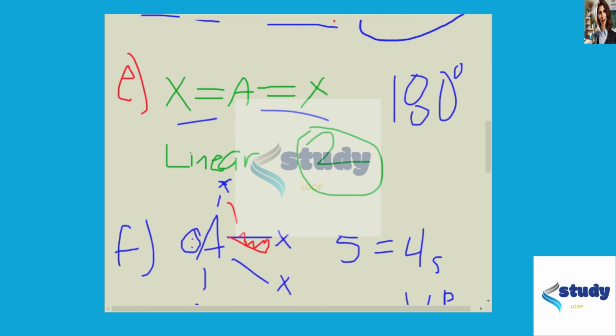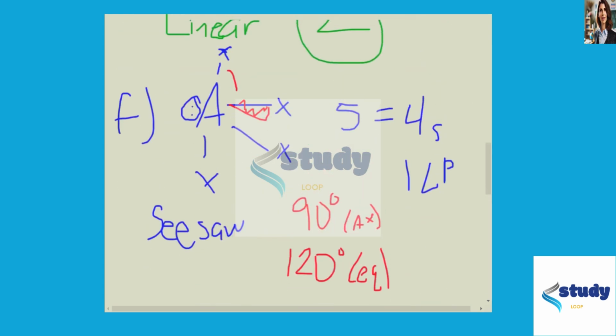For E, A is double bonded to both X's, so there's no bending because it's a double bond. So it wants to go a linear route. There are only two electron groups, and it wants to get as close to 180 as possible.